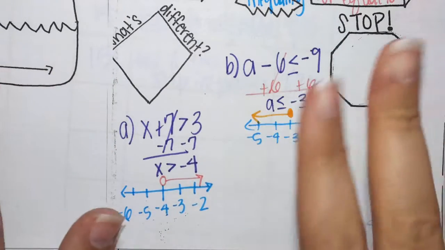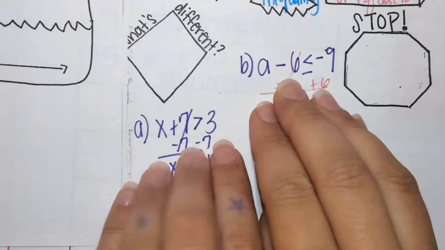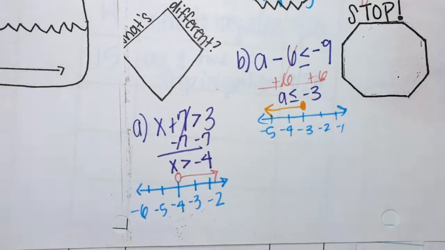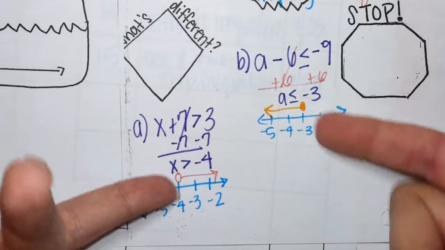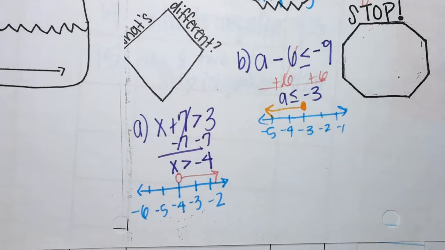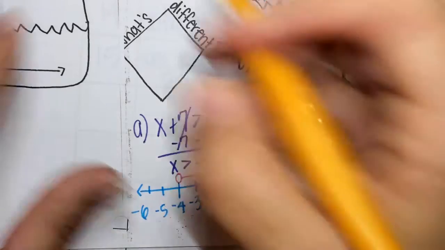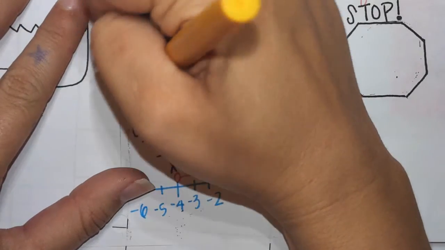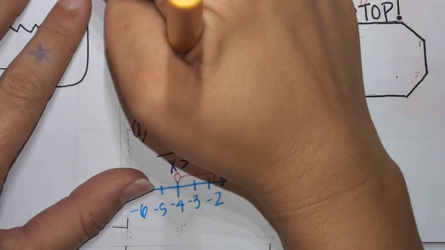Now, what is different about these inequalities as opposed to when we solved equations? What is different? Are the steps the same? Okay, so that's not different. What is different that we didn't do before? You have to graph it. You must graph. Take a point, Hufflepuff.